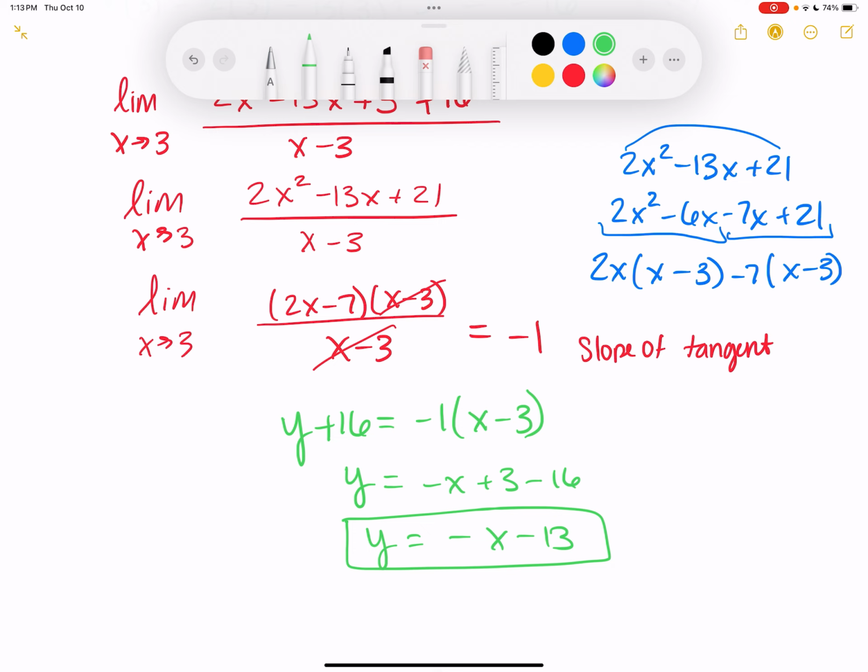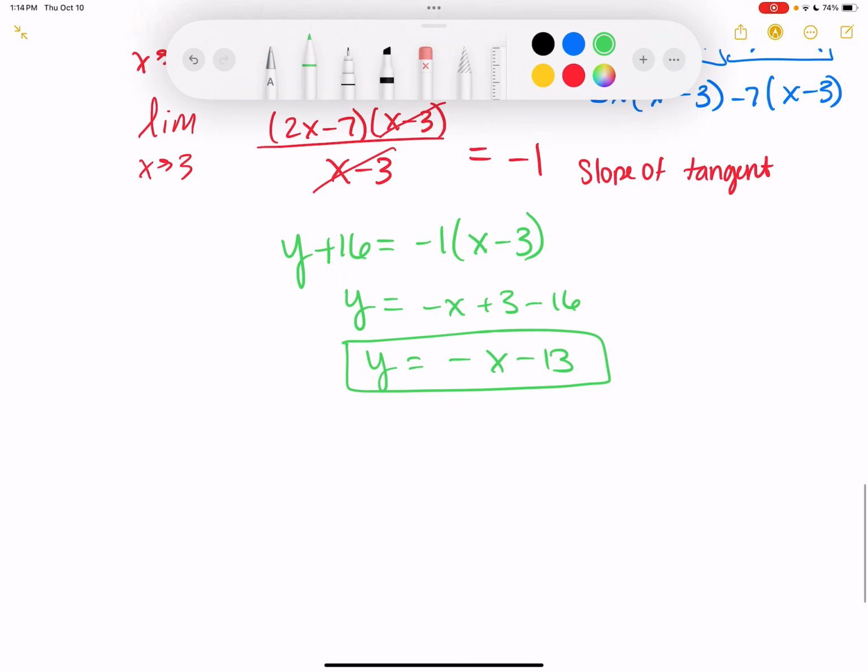Now that one just wanted the tangent. The next one wants the tangent and the normal. Number 20. y equals the square root of x, x equals 4.